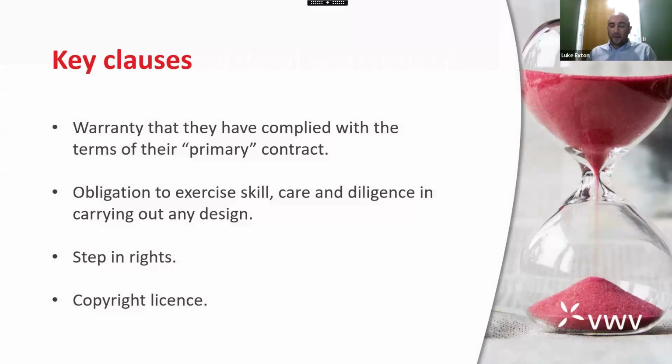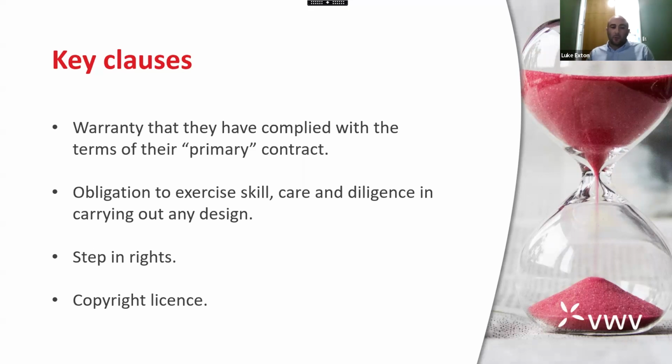So I'm just going to talk about some key clauses. I've already mentioned that a collateral warranty will include a warranty that the warrantor has complied with the terms of their primary contract. Where the warrantor has a design responsibility, so an architect, for example, you'd also usually expect the collateral warranty to include an obligation to exercise skill, care, and diligence in carrying out the design.